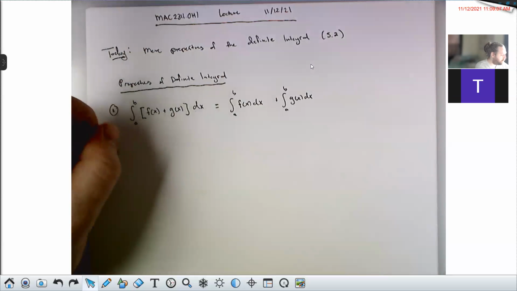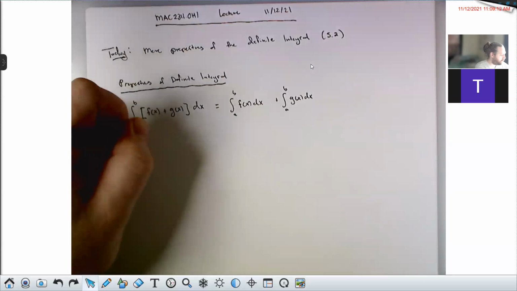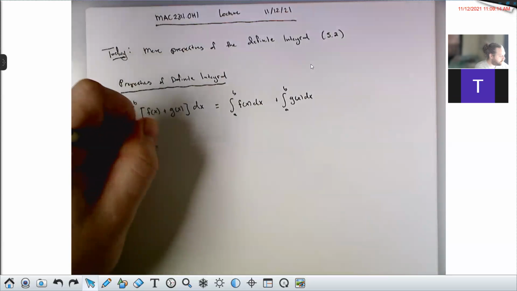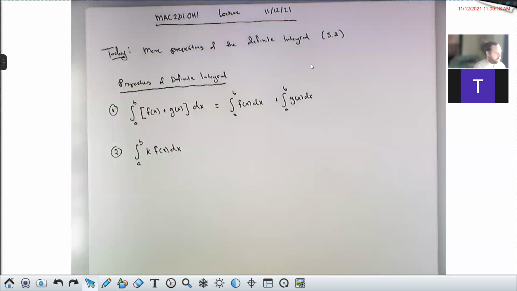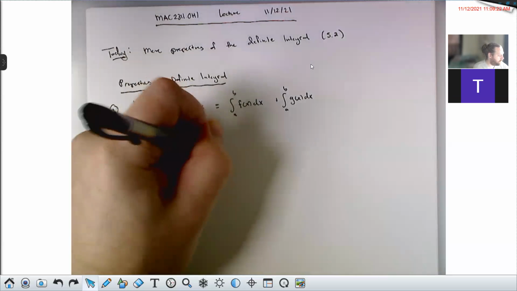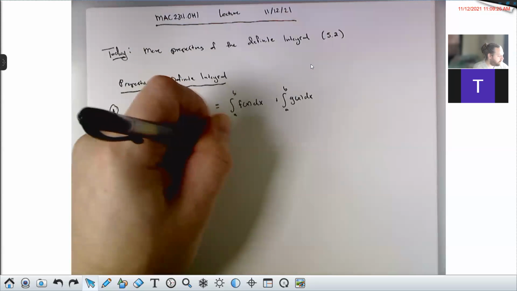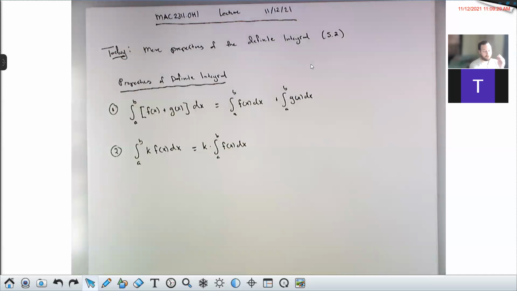And the other piece that, together with this, tells us the integral is a linear operator is that if k is a constant, then the integral of k times f of x dx is k times the integral from a to b of f of x dx. So these two are the properties we will use more than anything else.